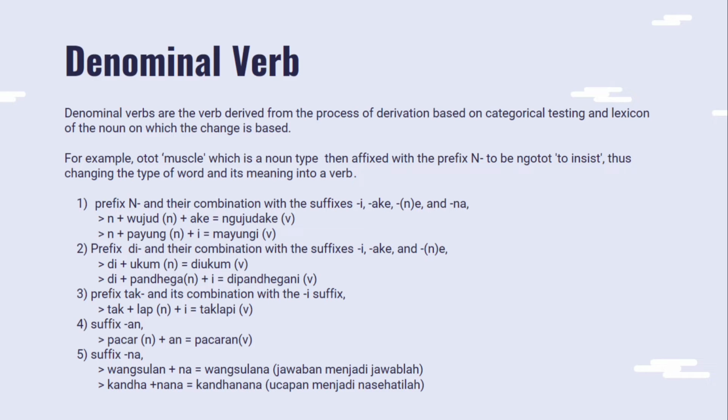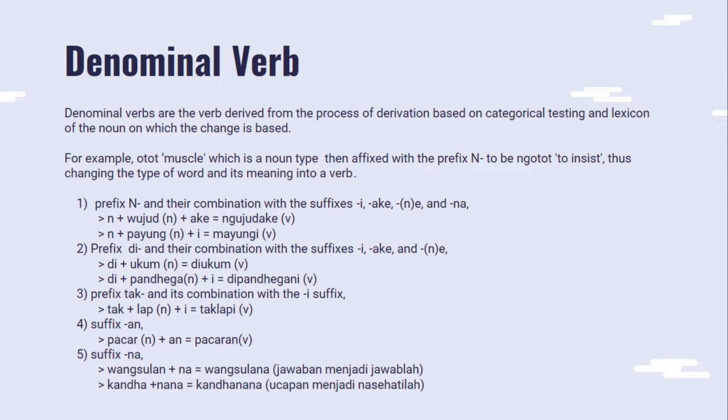Here are some prefixes and suffixes. Example. Number 1, prefix and their combination with the suffixes i, ake, ne, and na. The basic payung combined with prefix and suffix i, so it becomes mayungi. Number 2, there is prefix di and their combination with the suffix i, ake, and ni. The basic pandeka combined with prefix di and suffix i, so it becomes dipandekani.